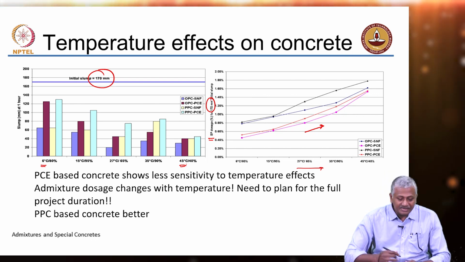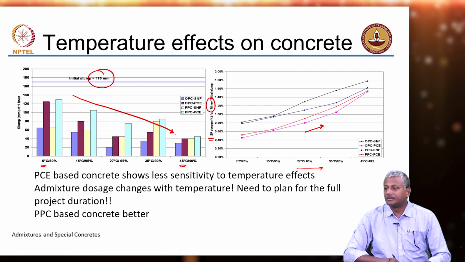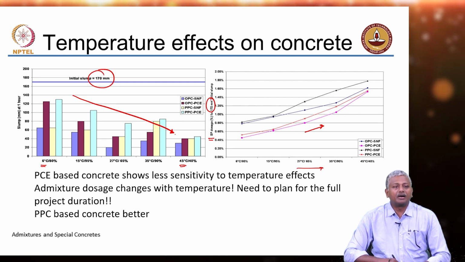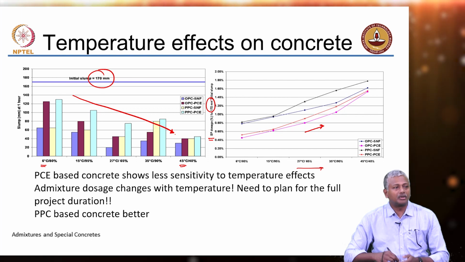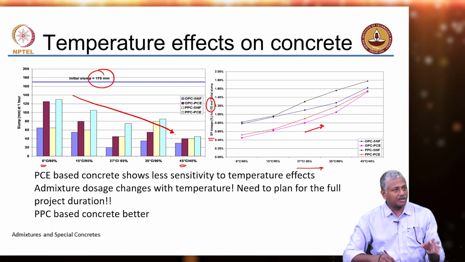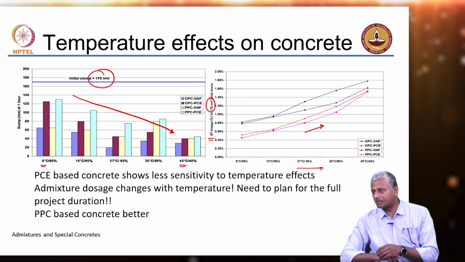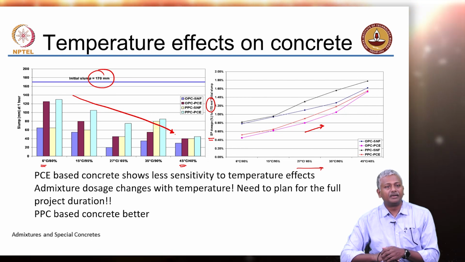So, you clearly see again here that as the temperature increases, the slump at 1 hour keeps dropping. Although all the concretes were designed to the same initial slump, it is very clear that the concrete at the lower temperature is able to retain its slump better as compared to concrete at higher temperature. Again, why?